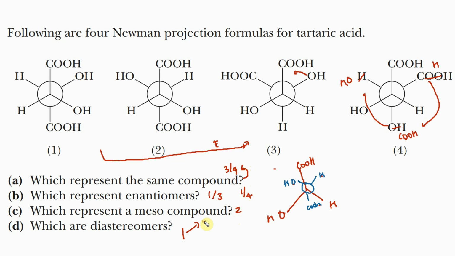Which are diastereomers? 1 is a diastereomer with, sorry, 2 is a diastereomer with 3, 2 is a diastereomer with, sorry, 2 is a diastereomer with 1. Now 3 and 4 are the same compound, so we can include that here too. 2 is a diastereomer with 3 or 4 and a diastereomer with 1.